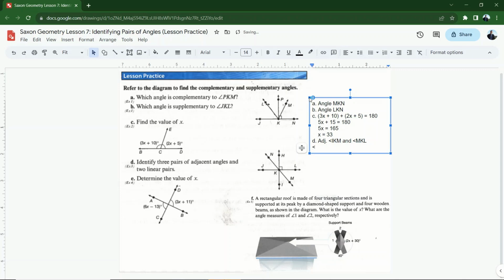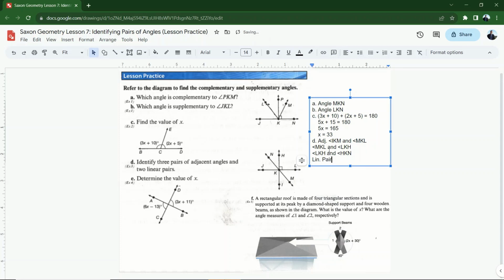Another one would be angle MKL and angle LKH. And then lastly, angle LKH and angle HKN. And we could just keep going around and identify more: HKN, NKJ, NKJ, JKI. There we go.